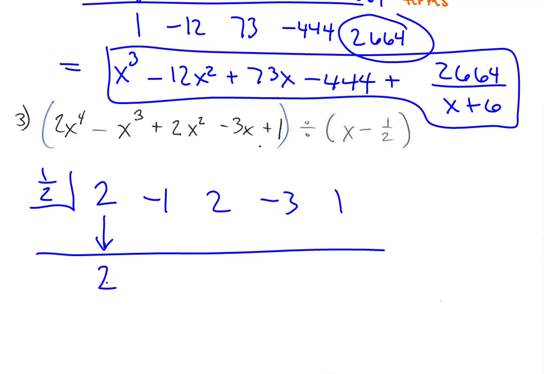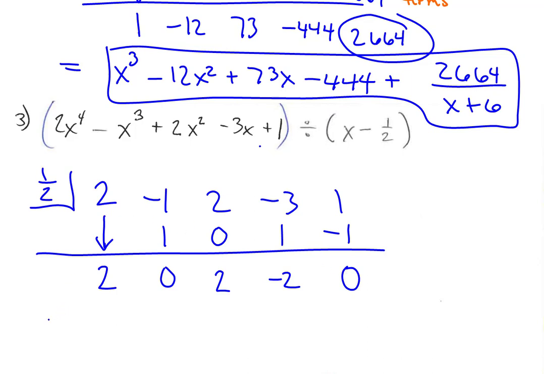So 1/2 times 2 would be 1. Add down the next column, negative 1 plus 1 is 0. 1/2 times 0 is 0. Add down again, 2 plus 0 is 2. 1/2 times 2 is 1. Add down again, negative 3 plus 1 is negative 2. 1/2 times negative 2 is negative 1. Add down again, and 1 plus negative 1 is 0. Remember, the last term is the remainder, always, and there is no remainder in this case because that's a 0.